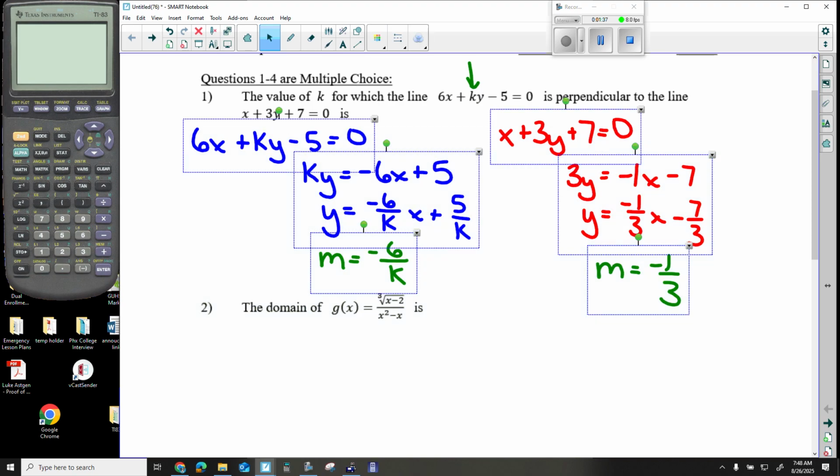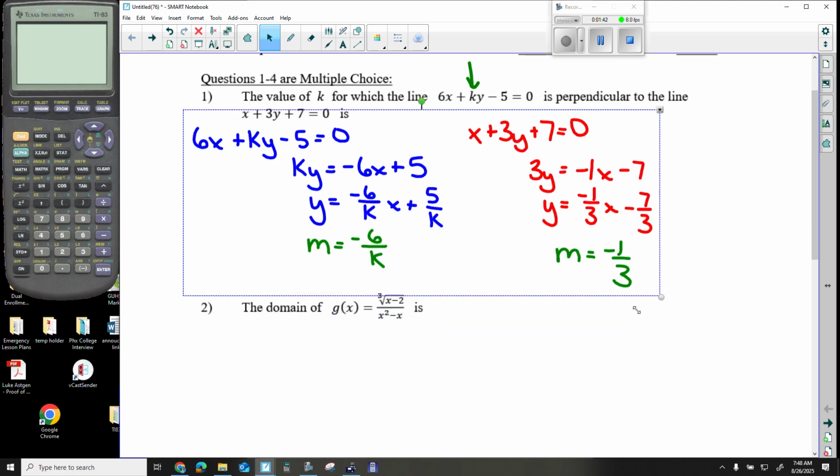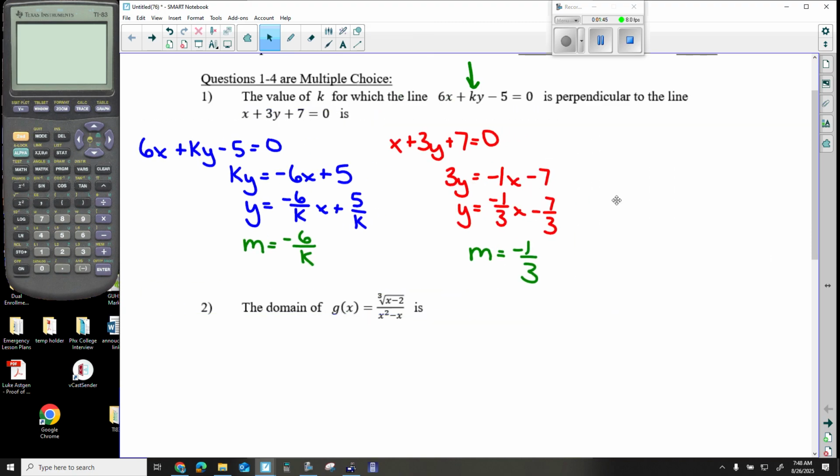Okay, on to the question that's actually being asked: what is the value of k such that the blue line is perpendicular to the red line? All right, so to be perpendicular, that implies that the slope has to be an opposite reciprocal. AKA, I'm going to set this second slope to be a positive 3 over 1, the opposite reciprocal, or i.e. positive 3. So if I can make the slope of the blue line equal to 3, thus it would be perpendicular. So I have negative 6 over k, and that's going to be equal to 3.